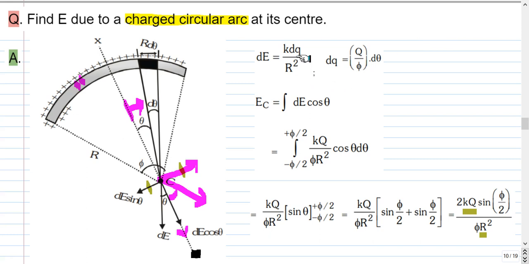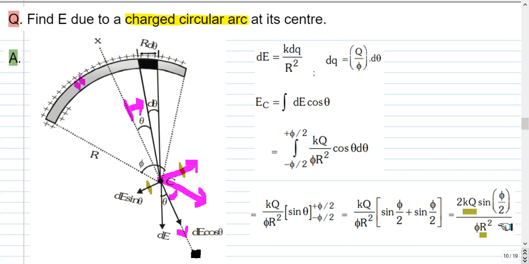So we just multiply dE by cos theta, and we have to use this expression. We'll get the integral as kq by phi R squared into cos theta d theta. So k is constant, q is constant, phi is constant, R is constant. So the integral is integral of cos theta d theta, and the integral of cos theta is sin theta. Putting in the limits: the total angle is phi, so this angle is phi by 2. The direction of theta is clockwise, so this is minus phi by 2 and this is plus phi by 2. So the limits of integration are from minus phi by 2 to plus phi by 2. Putting the limits and simplifying, we get this expression.